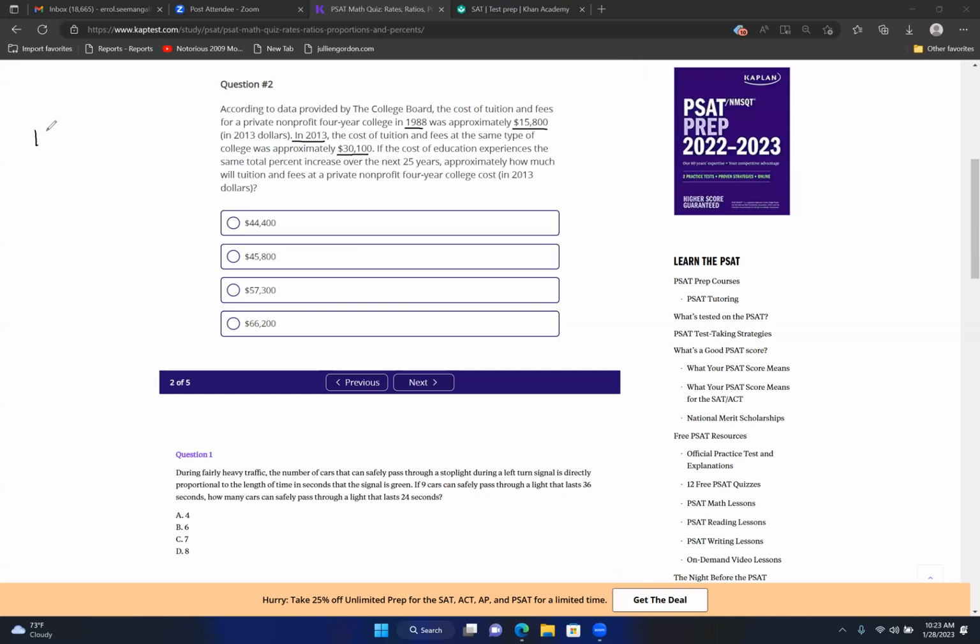So, okay, it went from 15,800 to 30,100, right? What percentage increase is that? How do we calculate the percentage increase? Divide. Divide which one? What number on top, what number on the bottom? 15,800 on top and then 30,100 on the bottom. The other way, 30,100 on top and 15,800 on the bottom. What percentage is this?